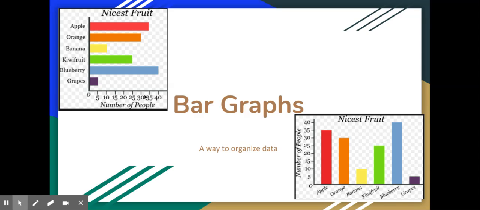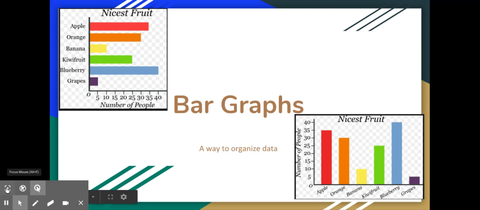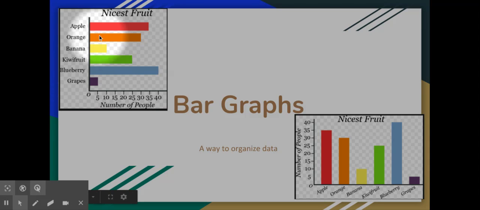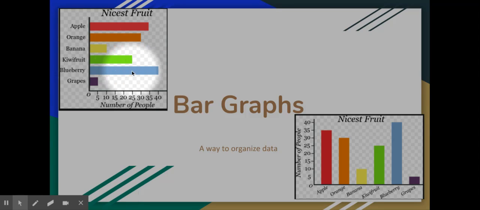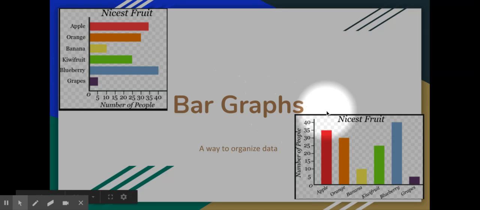These are two different ways you can make a bar graph. I'll use my spotlight here. You can make a horizontal bar graph where the bars go left to right, or you can make a vertical bar graph where the bars go up and down. So those are two different ways, and these are ways to organize data. And we know that data means a lot of information.